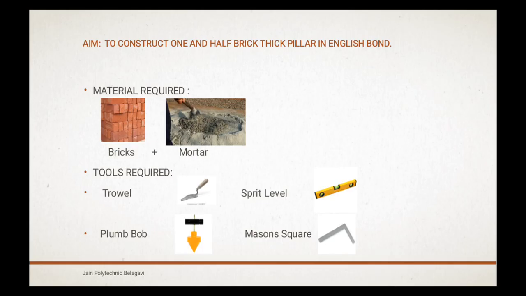Aim: to construct a 1.5 brick thick pillar in English bond. Material required: brick, mortar. Tools required: trowel, spirit level, plumb bob, mason square.